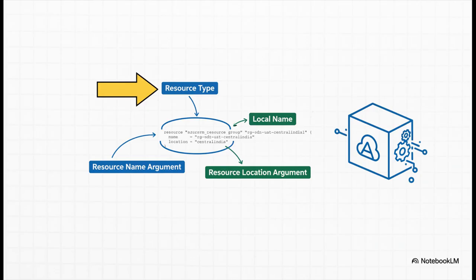The second string is just a local nickname you give it so you can refer to it later in your code. And then inside the curly braces, you give it the details Azure needs, like a name and a location. Now watch this. This is where the magic happens.